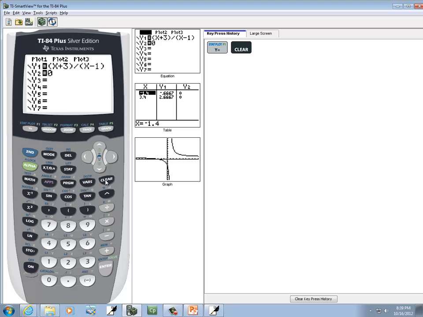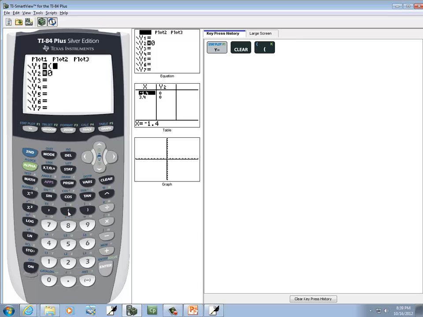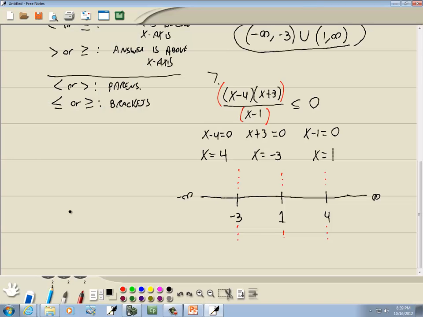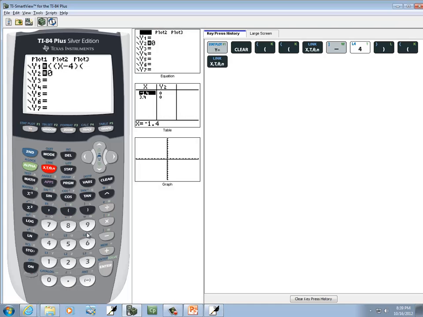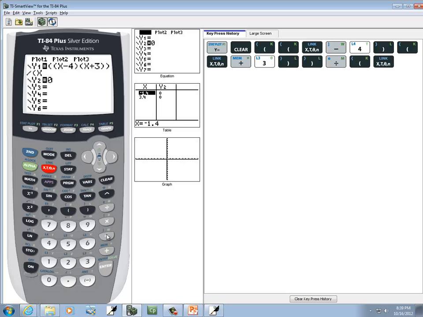So press y equals, press clear. Do beginning parenthesis on the top part, then beginning parenthesis on x minus 4, closing parenthesis on x minus 4, beginning parenthesis on the x plus 3, closing parenthesis on x plus 3, closing parenthesis on the top part, divided by beginning parenthesis on the bottom, and then x minus 1. And then closing parenthesis on that. And then graph.